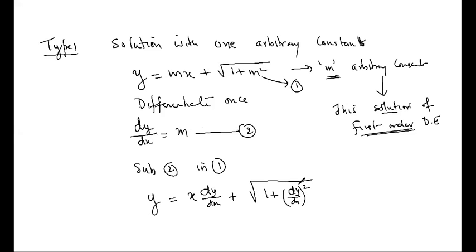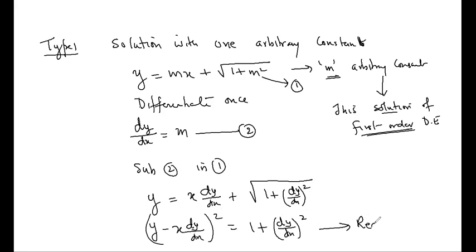Usually we don't keep square root, radical powers are not allowed. So (y minus x) into dy by dx, the whole square, equals 1 plus dy by dx the whole square. Now if you feel like you can expand it, or you may leave it, this is the required differential equation. I want you to understand the logic behind it.